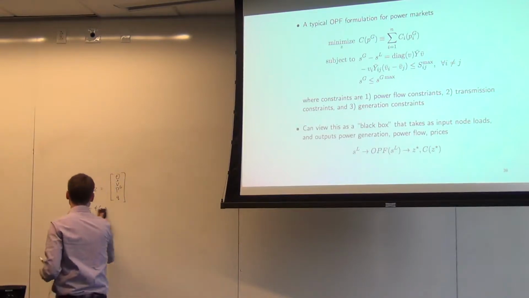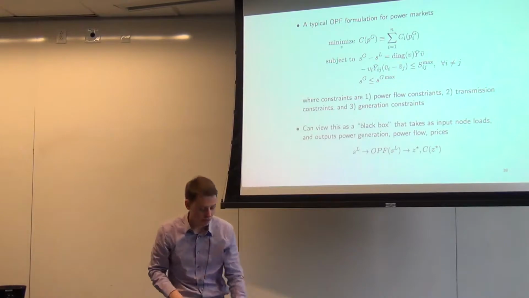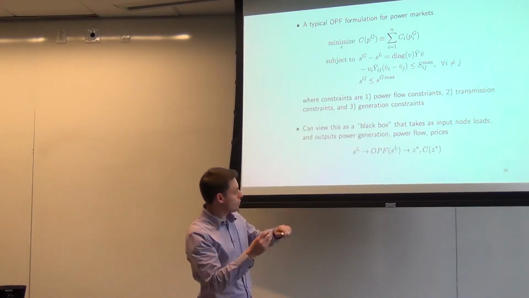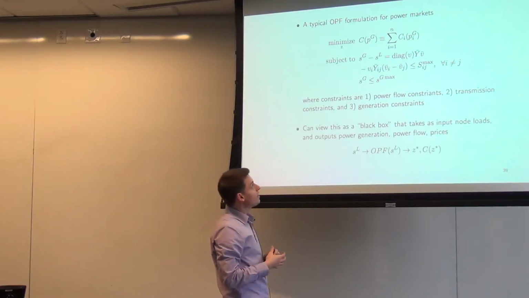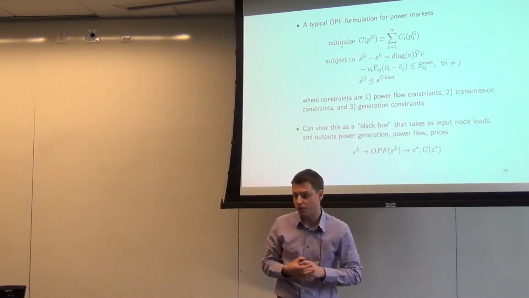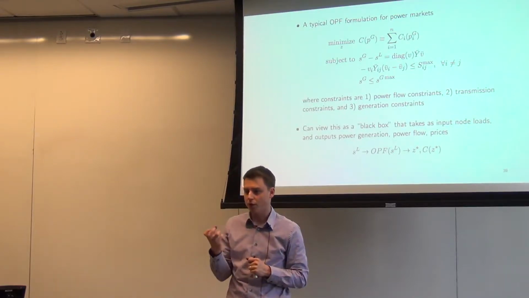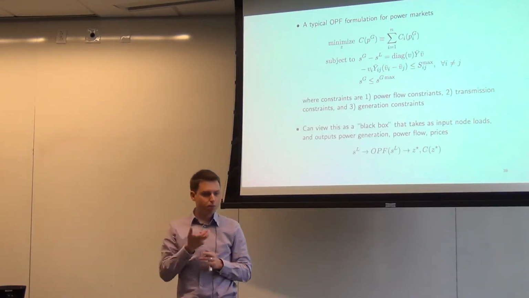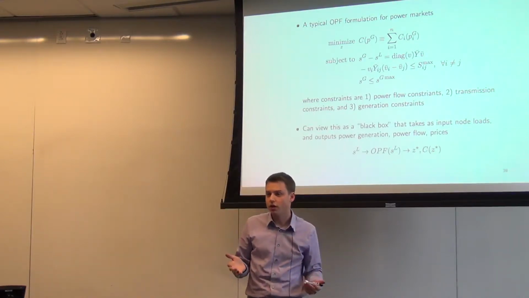So, being a little bit informal here, the more important thing is actually to see what these different constraints are. So we minimize over z, which is a collection of all our variables that we care about. The cost of p superscript g. So P superscript G is the real power component of generation. And this is the most common objective for optimal power flow and power markets.